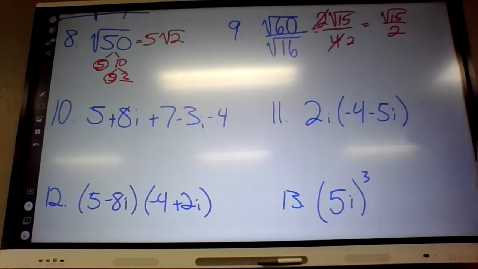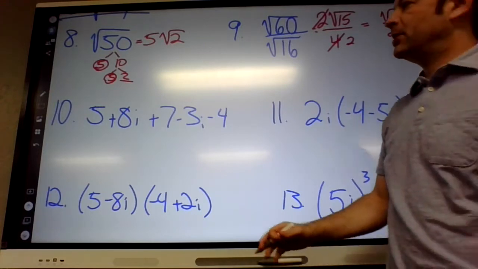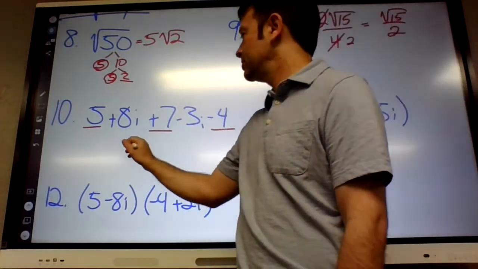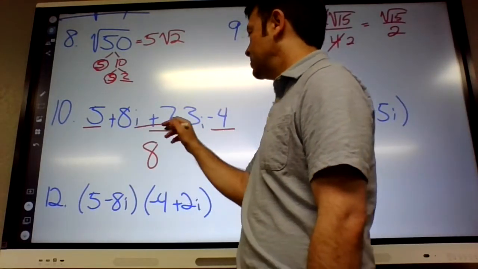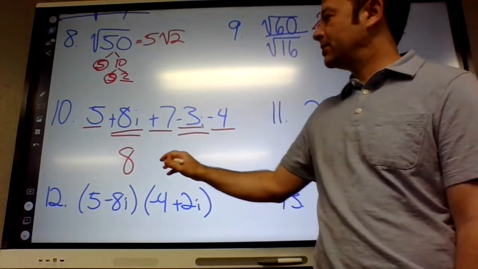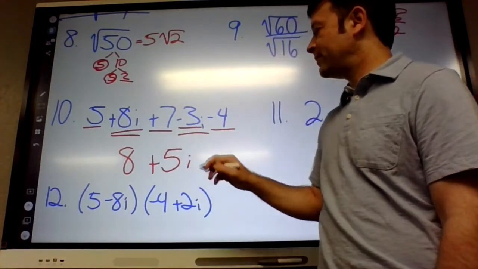On number 10, what do we need to do on that kind of problem? Combine like terms. So it's 5 plus 7 minus 4 is 8. And 8i minus 3i is positive 5i.